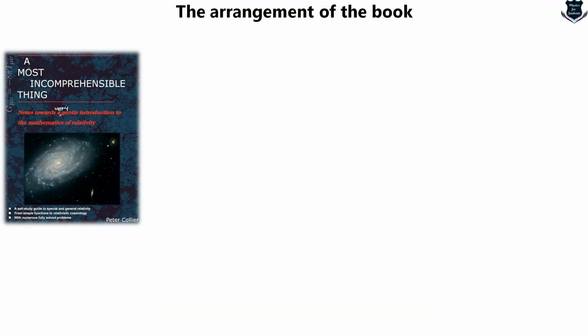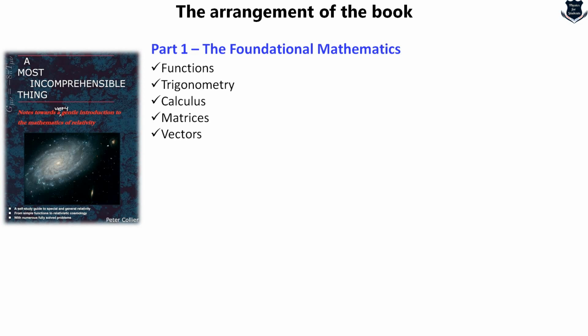Before I go ahead and make you understand the content, the details of the book, first of all I would like to tell you how the book is arranged, because this is pretty important. Now the first thing is that the book starts with building up your mathematical foundation in terms of GR. So this is just a glimpse. We will now go into the table of contents.